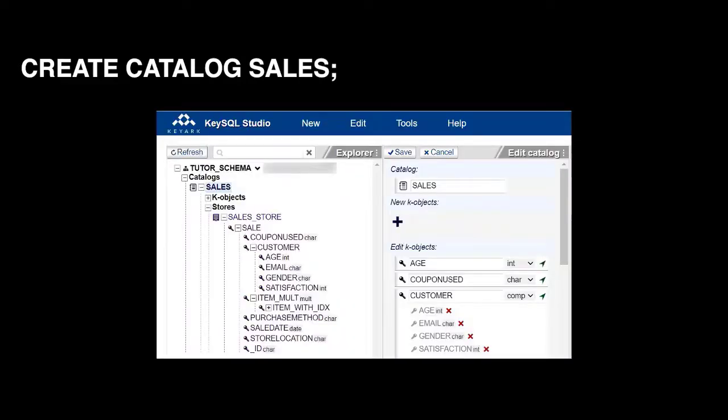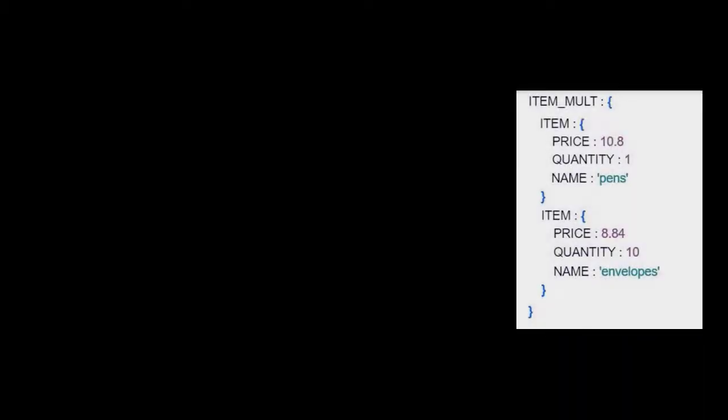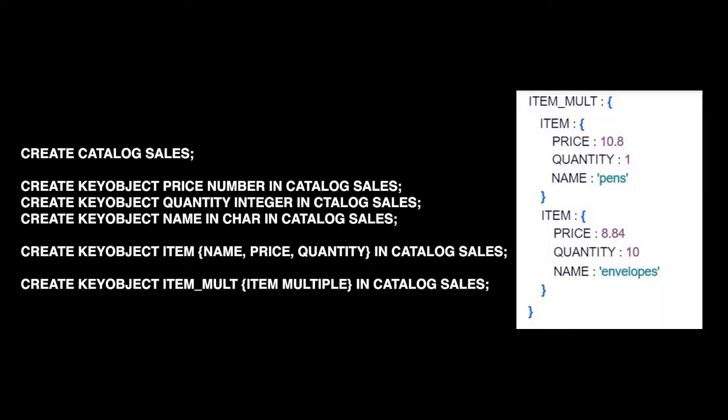KeySQL statements, such as the create catalog statement shown here, can be typed in. Alternatively, you can use Studio's drag-and-drop editor to guide you through the creation of a catalog, its key objects, and the store that will hold key object instances. We now show KeySQL statements generated by Studio. We work bottom-up, starting from the elementary key objects price, quantity, and name.